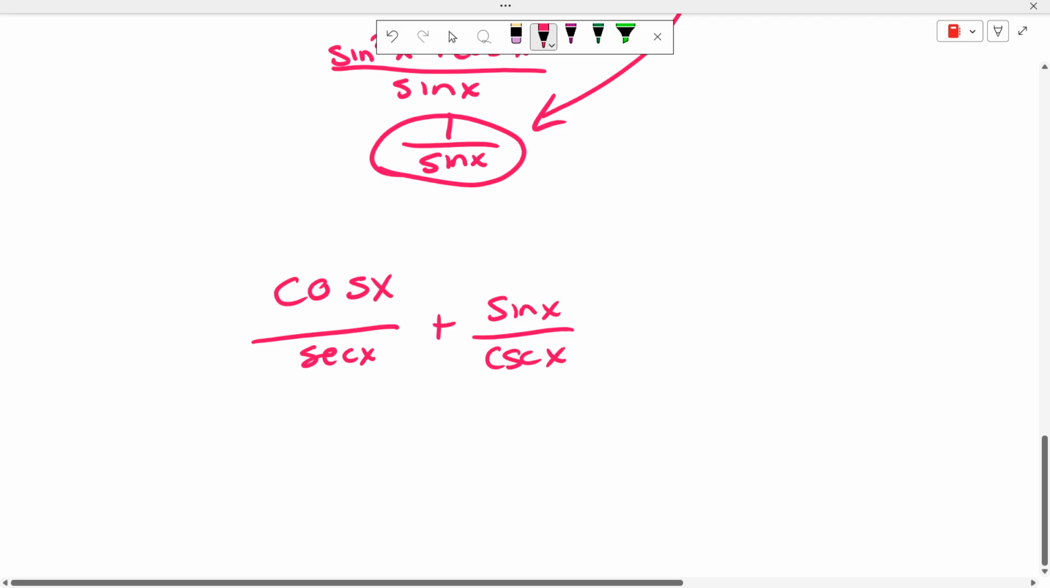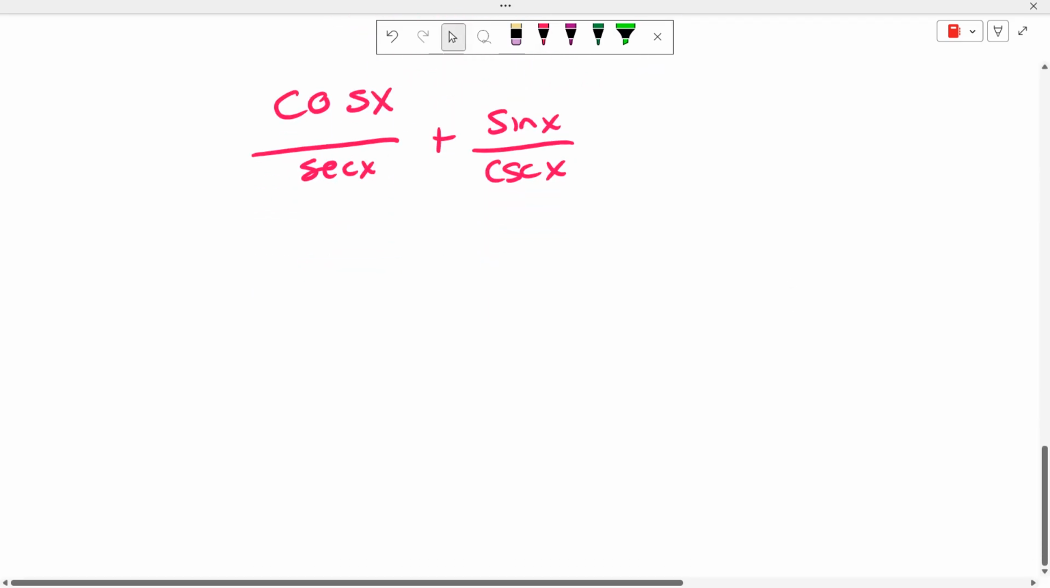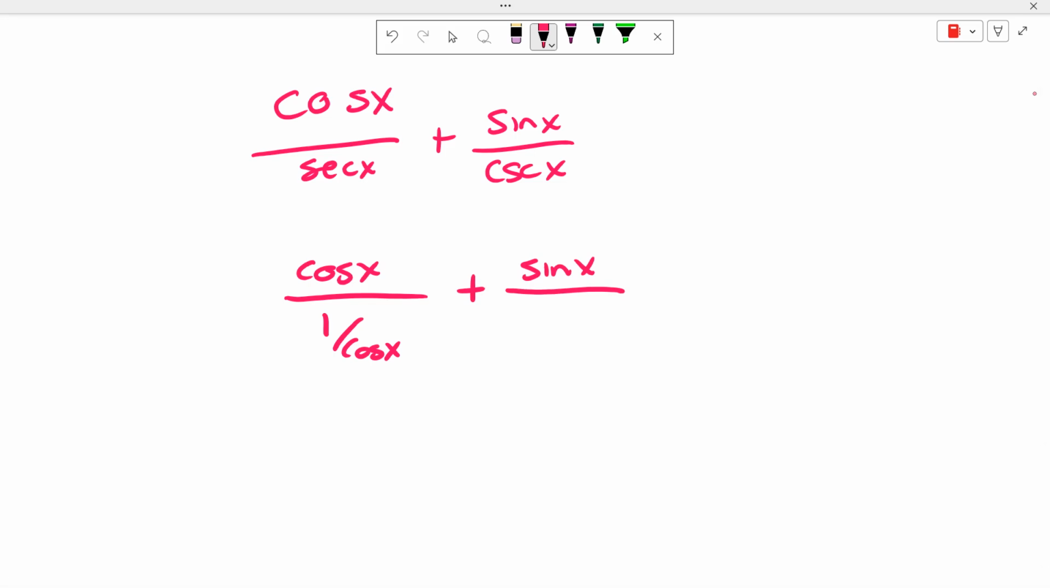Let's do this one. What's secant x the same as? 1 over cosine of x. So you have cosine of x over 1 over cosine of x plus sine of x over, what's cosecant the same as? 1 over sine of x.